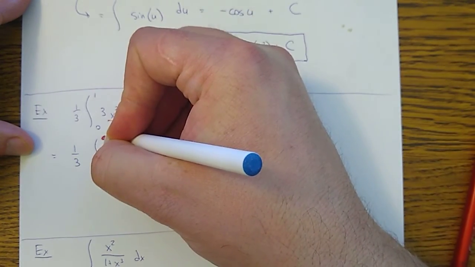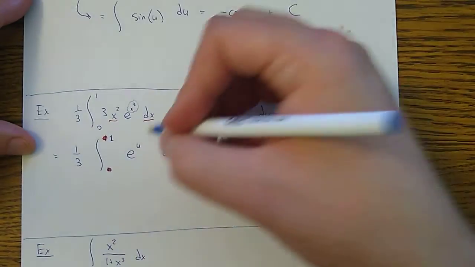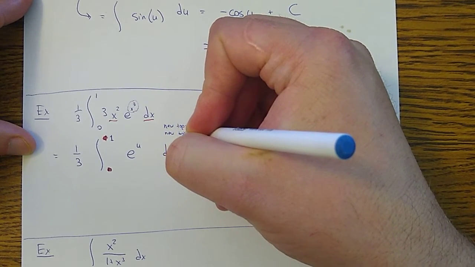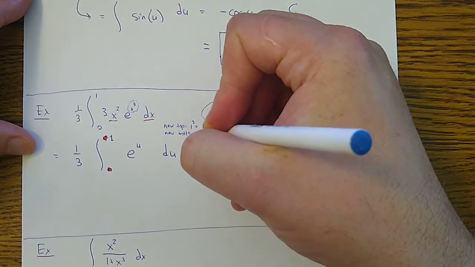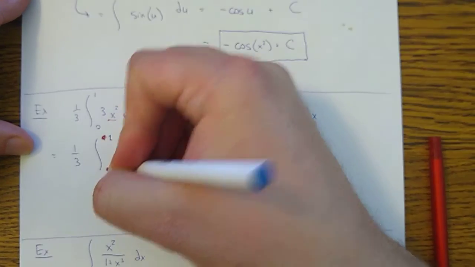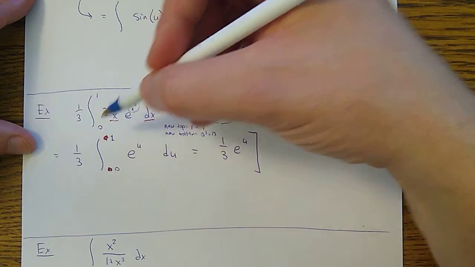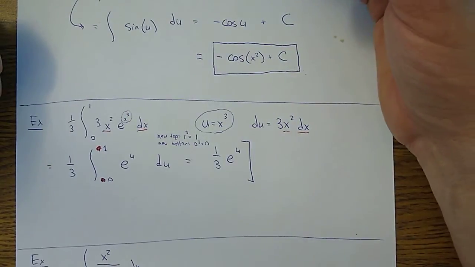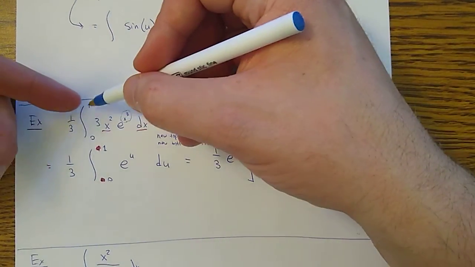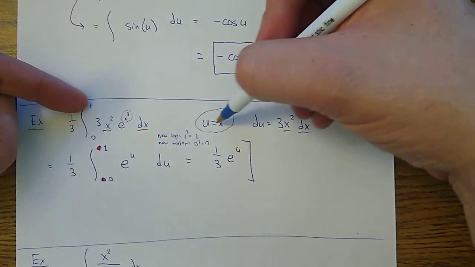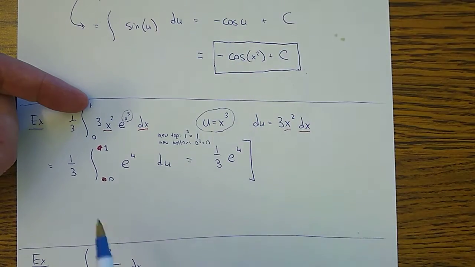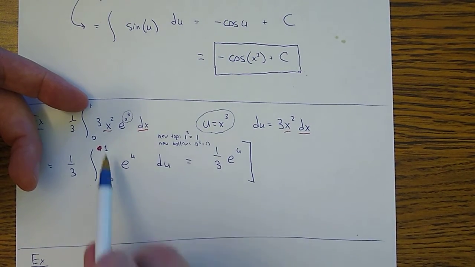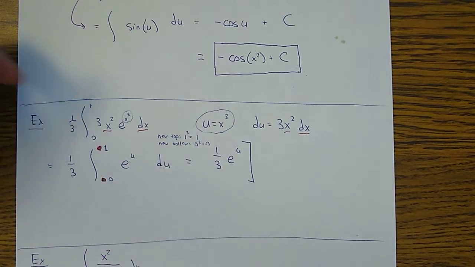So the new top limit is 1. The new bottom limit would be 0 cubed, which is 0. So like I said, they actually didn't change, but that's just a coincidence because 1 cubed is 1 and 0 cubed is 0. But in general, you have to plug these x values in to find the corresponding u values. When I write the new integral in terms of u, these should be values of u.